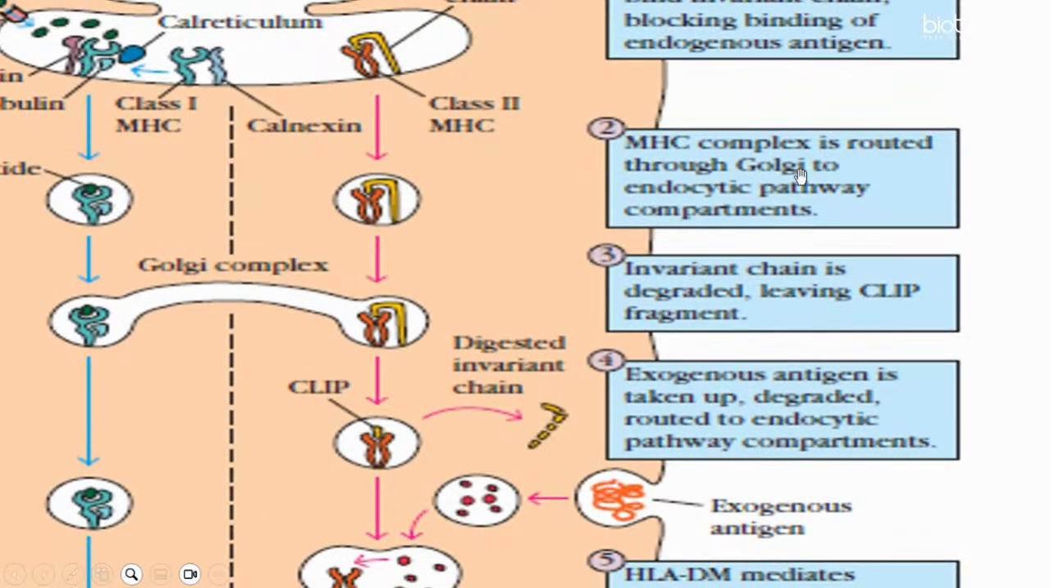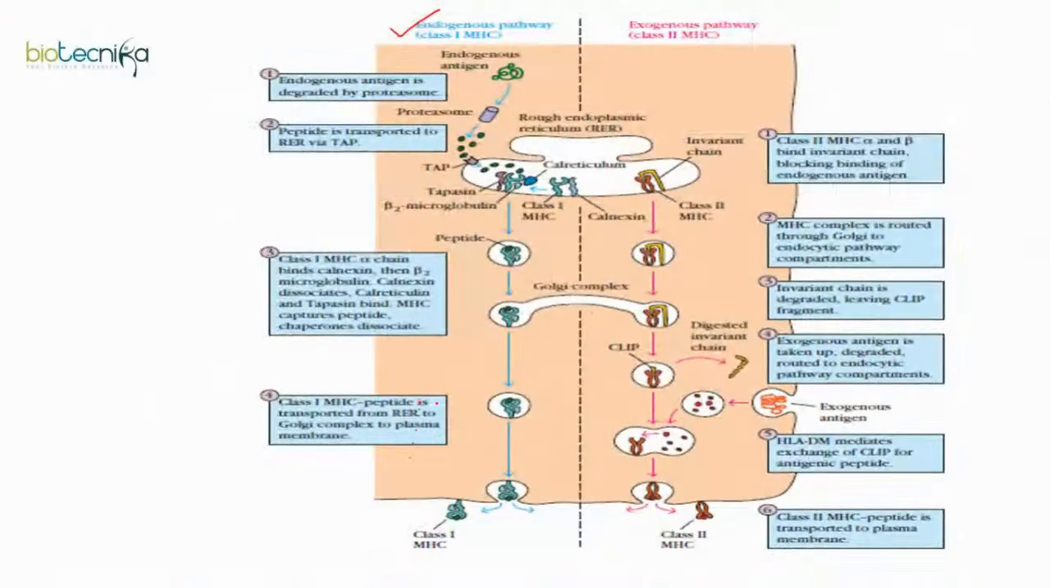So the MHC complex is routed through the Golgi to endocytic pathway compartments. Again it enters the Golgi, then it gets into this endocytic pathway where this invariant chain is degraded, leaving the CLIP fragment. Now you just have this small CLIP here.